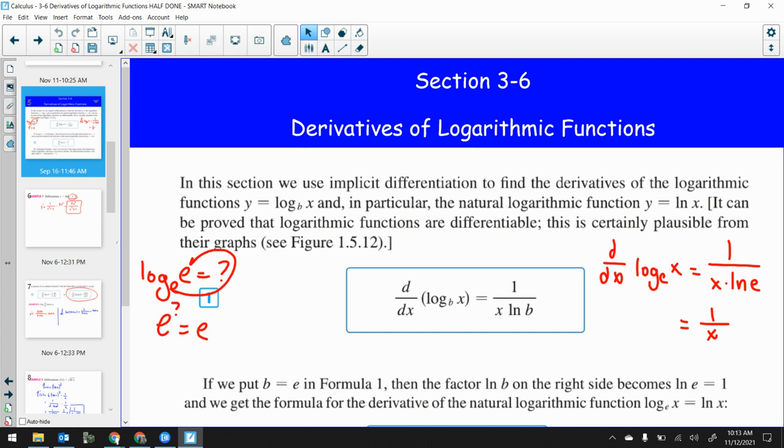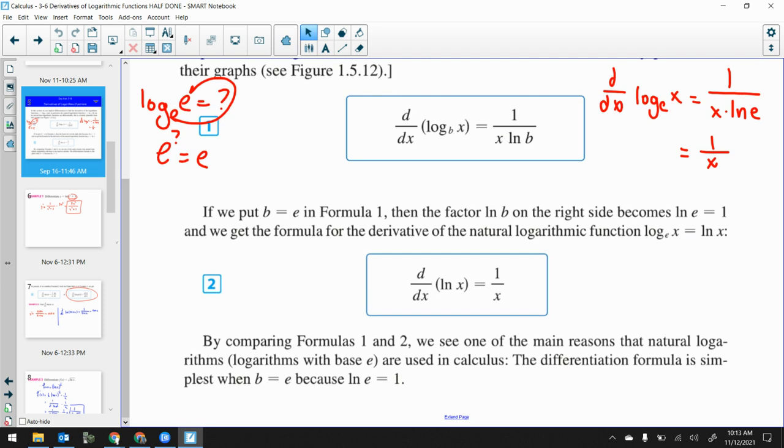And then we said, what if I make that base e? That would be 1 over x ln e, but ln e is just 1. So we came up with this generalization: if you find the derivative of ln of x, it's just 1 over x, 1 over that thing on the inside.